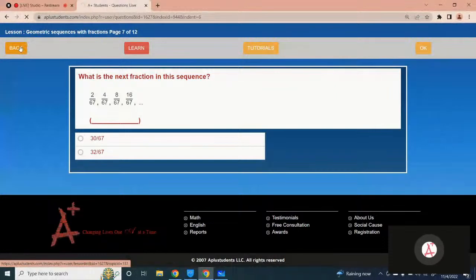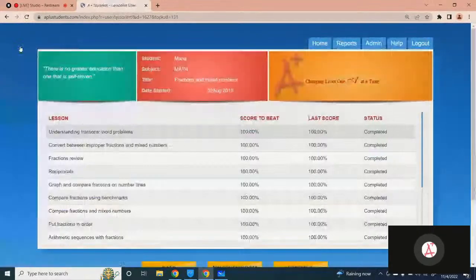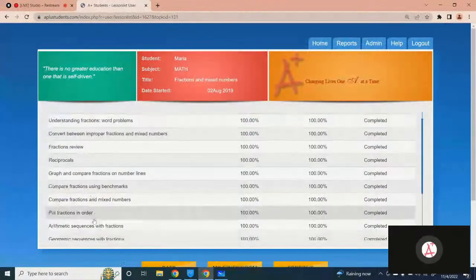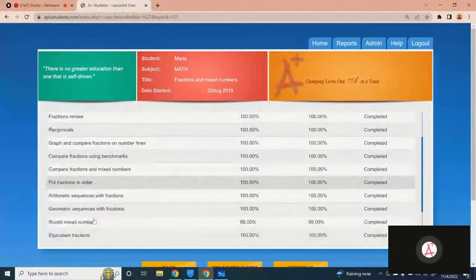So we have covered four topics today: compare fractions and mixed numbers, then put fractions in order, then arithmetic sequences with fractions and geometric sequences with fractions. Please make sure that before the next session you complete all the test questions. If you need help with any test question or any topic, please go to Skype and contact any tutor. They are available from Monday to Friday, 5 to 9.